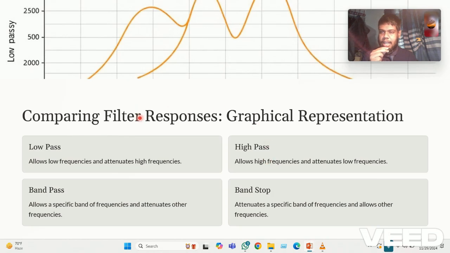In next slide we can see the comparing filter response. Low pass filter allows low frequency and attenuates high frequency. High pass filter allows high frequency and attenuates low frequency. Band pass filter allows a specific band of frequency and attenuates other frequency. Band stop filter attenuates a specific band of frequency and allows other frequency.